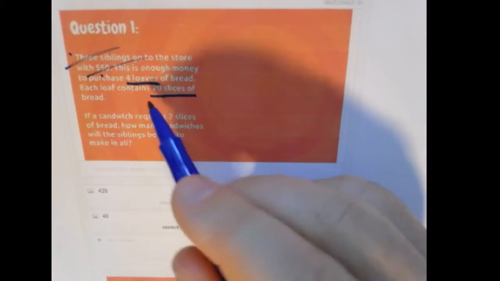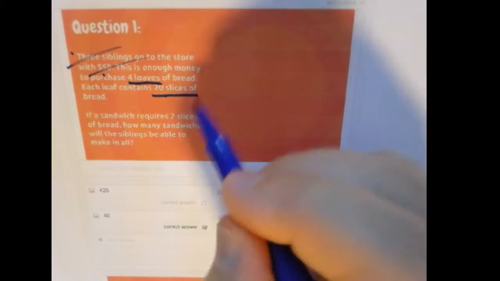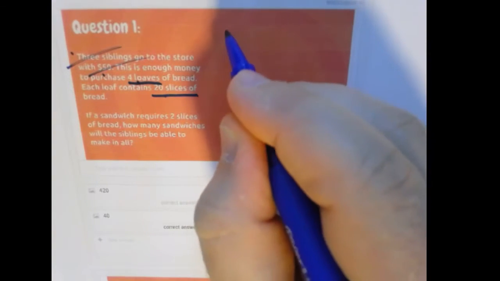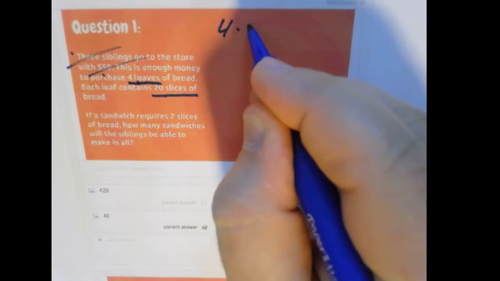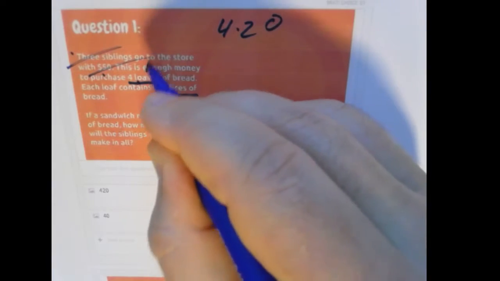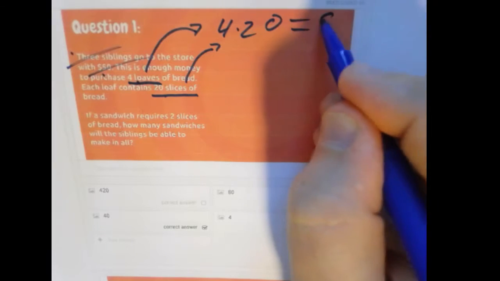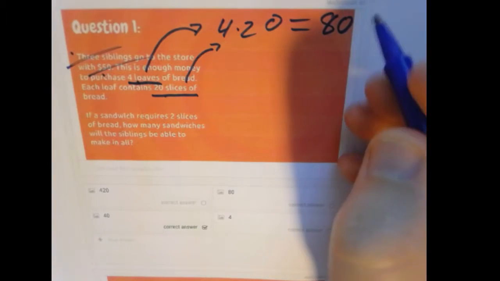Now in the end, we want to know how many sandwiches, which requires how many slices of bread we need. So how many slices of bread were we able to buy? That's really the first step. So we're going to do 4 loaves times 20 slices to get the total slices of bread. And that's 80 slices of bread.